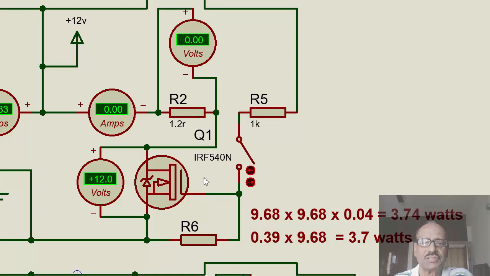Now let's see another MOSFET, the IRF540. This also is a very popular N MOSFET. All of them we are talking about are N MOSFETs. When we power this, since there is no gate drive, the full voltage appears here. When we switch it on, there is a voltage drop of about 0.39 volts and the current is 9.68. As per the formula, I squared R is 9.68 into 9.68 into 0.04. From its data sheet, 0.04 is its RDS on.